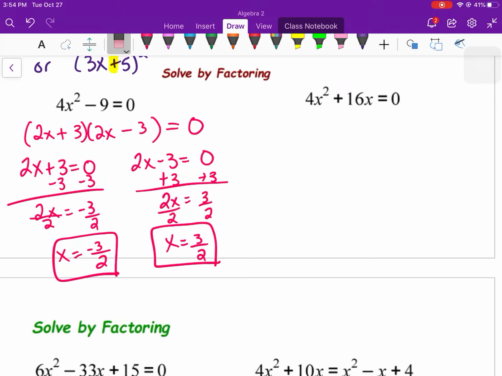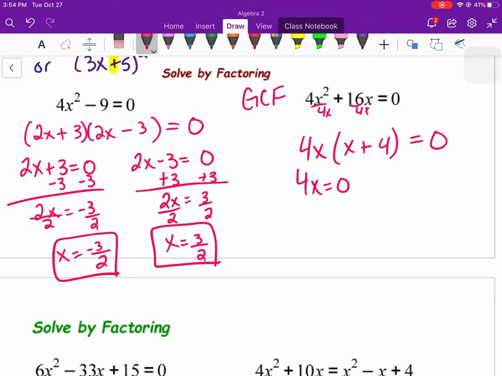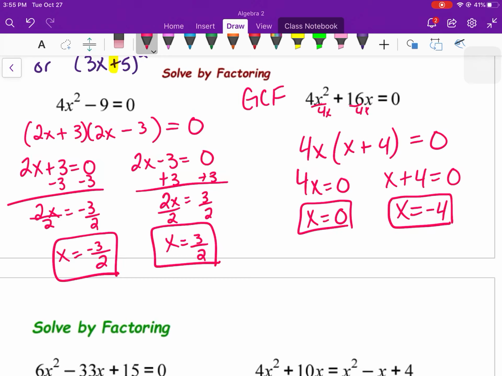So this one also has two terms, but it is not difference of perfect squares. There's no minus here. And notice that the second term has an x. So if you see something like this, look for the greatest common factor, which in this case, I can take out a 4 and an x. That leaves me with x plus 4. Then set each factor equal to 0. And we get x equals 0 or x equals negative 4.